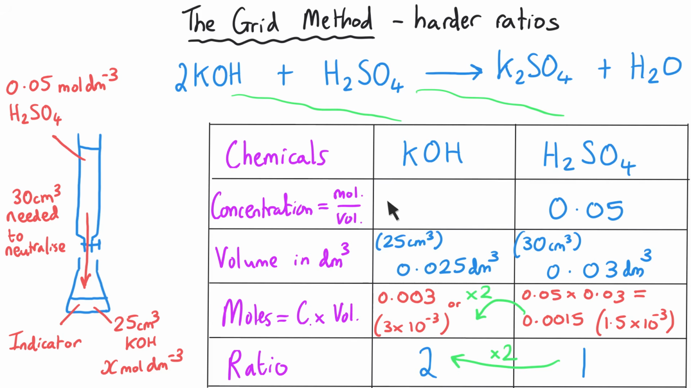And so our final goal to work out the concentration of potassium hydroxide is to take our moles that we've just worked out, divide it by our volume, 0.025 dm cubed, and we get our concentration. And this time the concentration is 0.12 moles per cubic decimeter. And again, this number seems reasonable because we need twice the moles of potassium hydroxide that we need for sulfuric acid, and we are using a smaller volume. And so the concentration needs to be more than double to compensate for that.